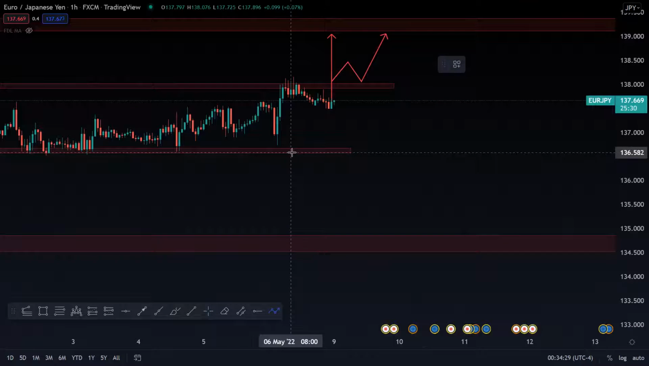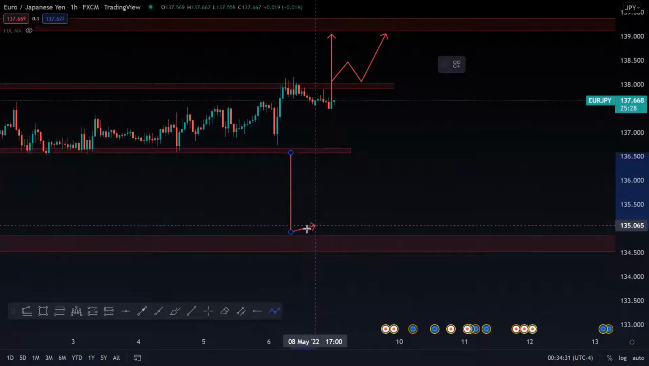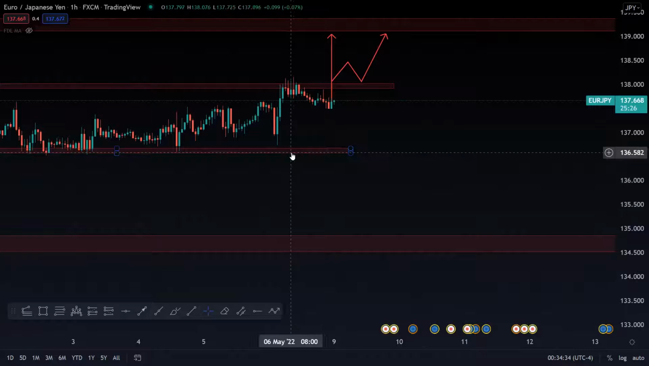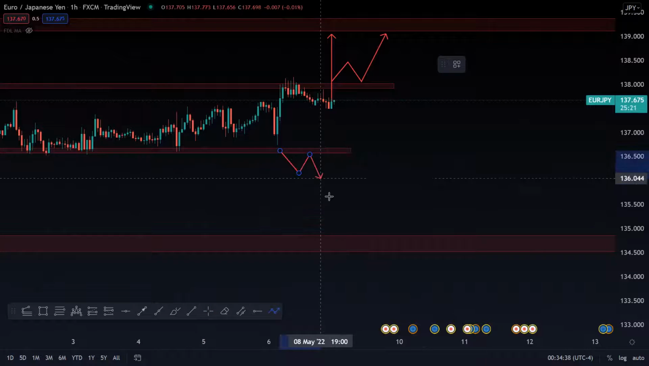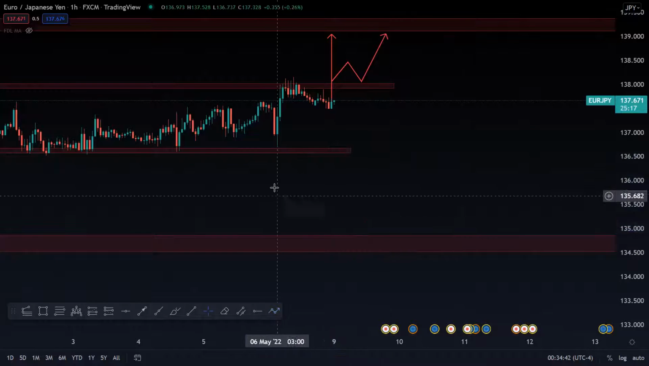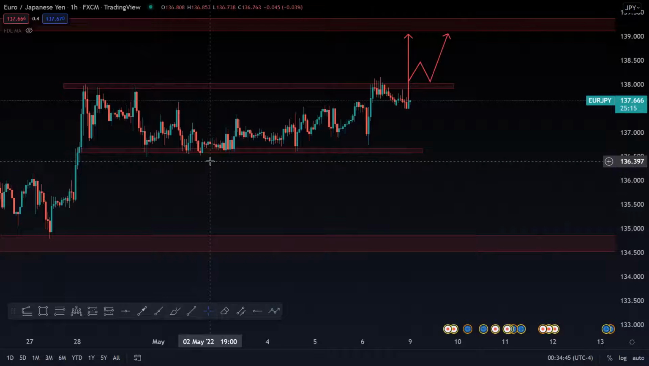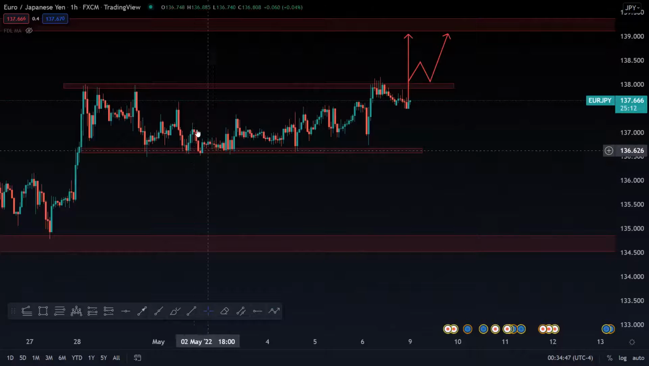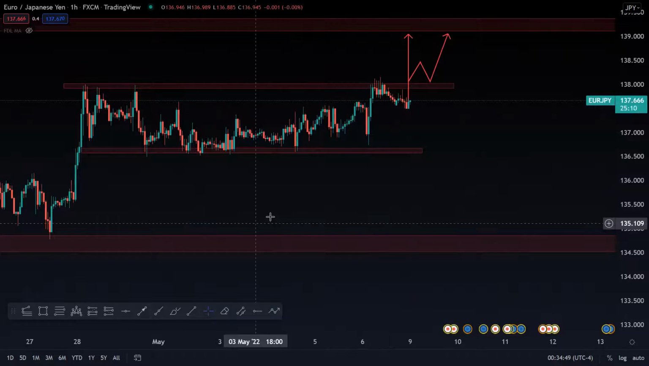And the same scenario will happen again. After the break, you can take this sell until here, or you can just wait for the retest and then get the sell here. But all of this depends on how much experience you have, or how strong the push is.